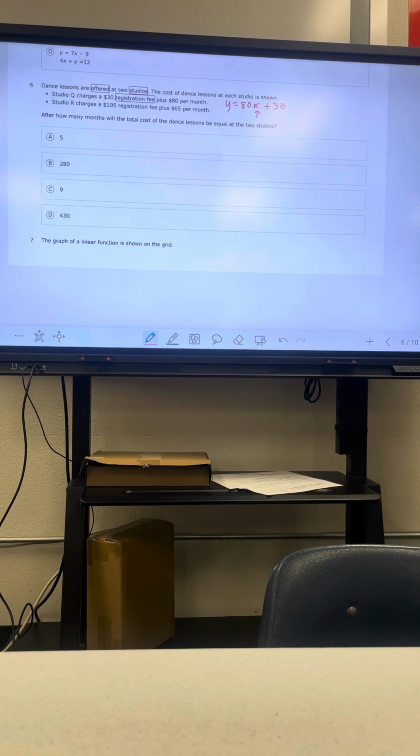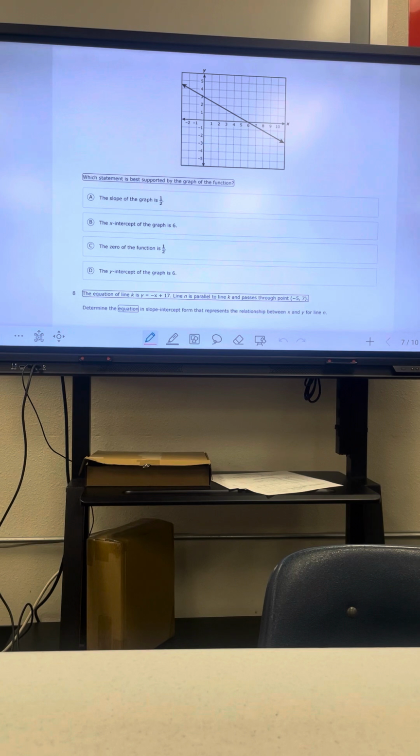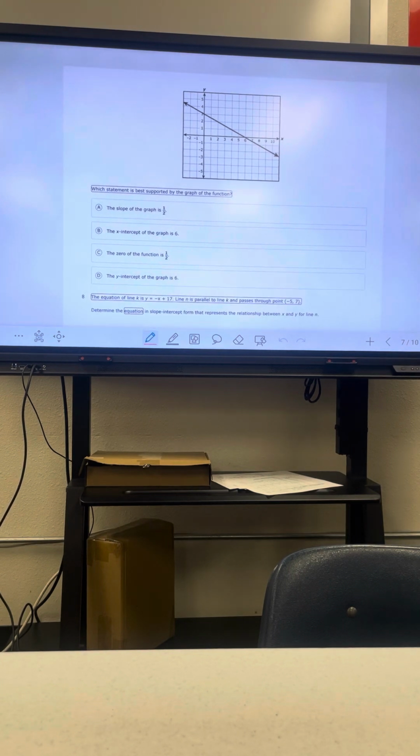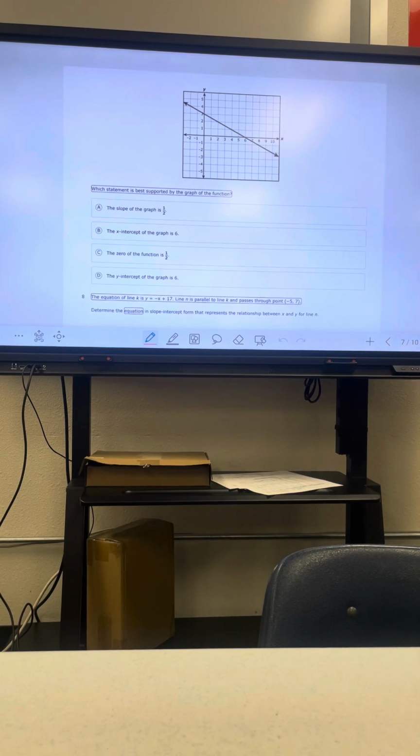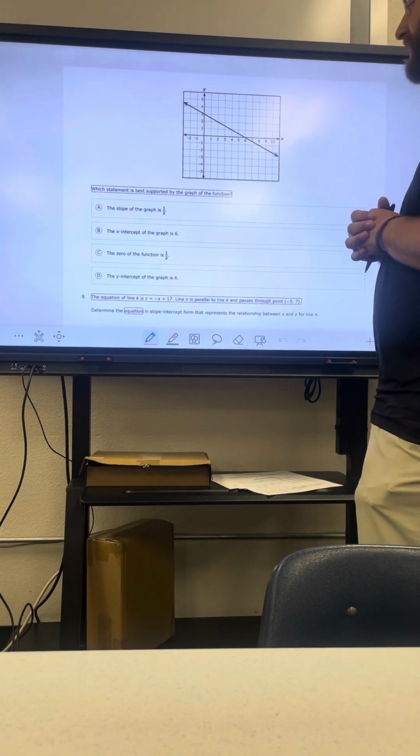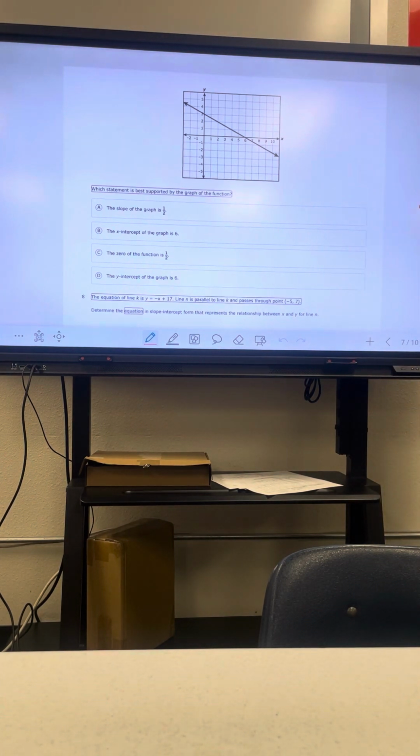Okay, 7 says the graph of the linear function is shown on the grid. It says which statement is best supported by the graph of the function. So they give you a whole bunch of different vocabulary words that we've learned. Okay, they give you slope, they give you x-intercept, they give you 0, and they give you y-intercept. So again, you would go through there and just start eliminating the ones you can eliminate.